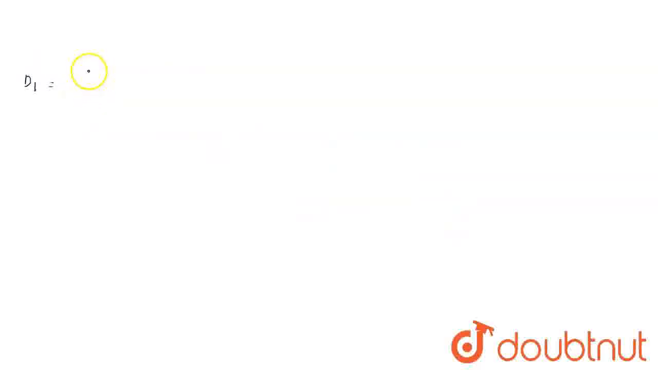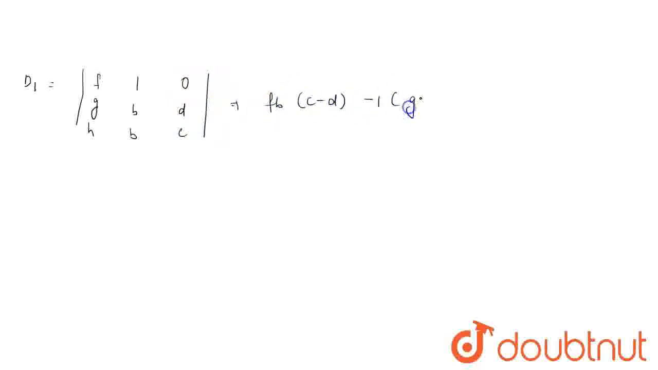F, G, H. That is F, G, H; 1, B, B; and 0, D, C. So FB into C minus D minus 1 into GC minus HD, that is equal to 0. So we can write it as FB into C minus D is equal to GC minus HD.